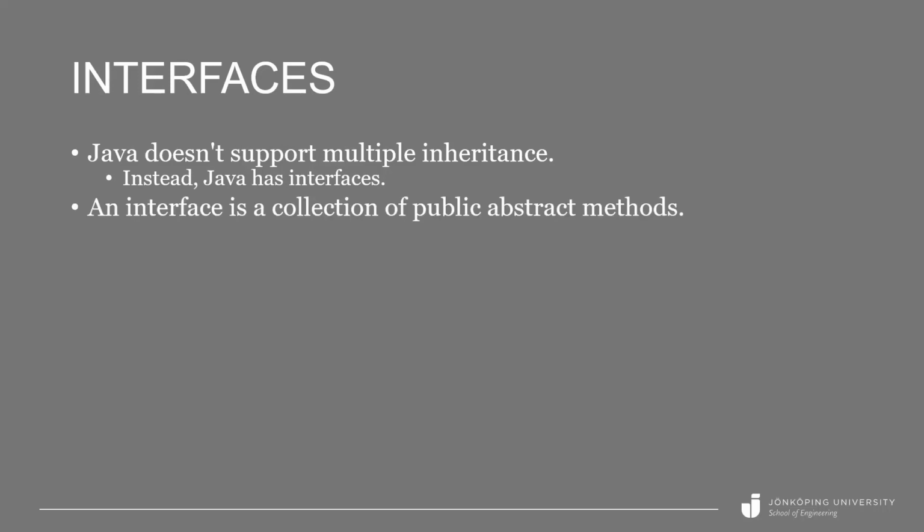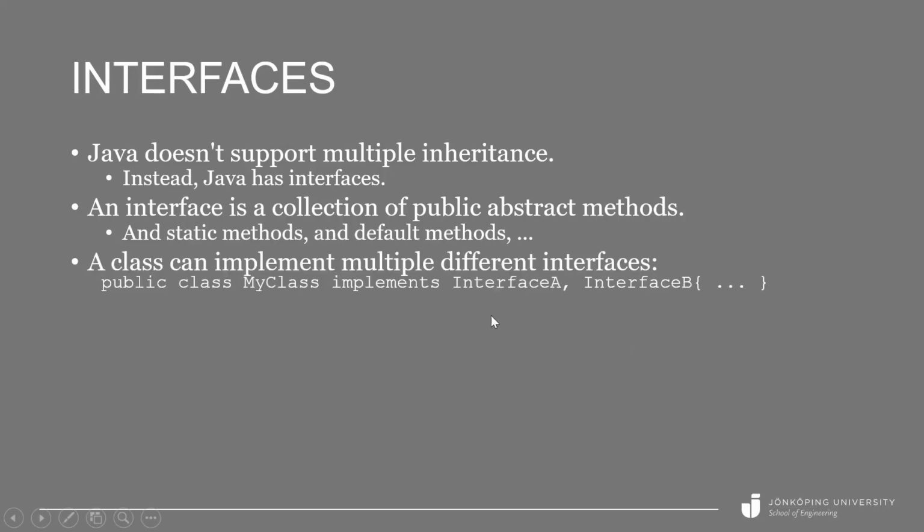An interface is simply a collection of public abstract methods, which a class then can implement. And in newer versions of Java, an interface can also contain static methods and default methods, but I will not go through those. So after you've created an interface, you can create a class that implements the abstract methods in an interface like this.